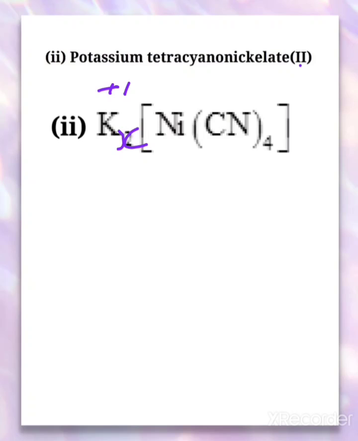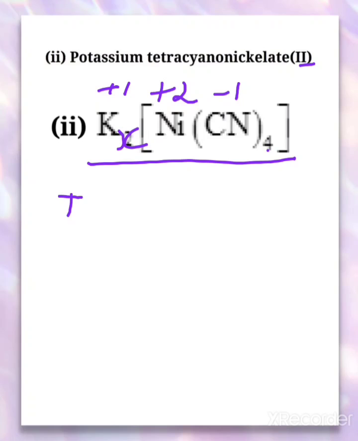Nickel is given the oxidation state 2, in Roman numerals, so it is +2. Then cyano we know has -1 as its charge, and 4 times it is given. So let us work out the overall charge of this molecule, because the overall charge is 0 here. So how do we do the calculation?